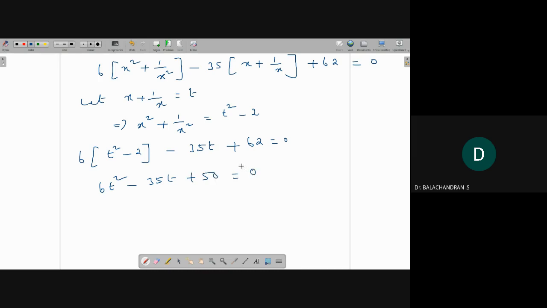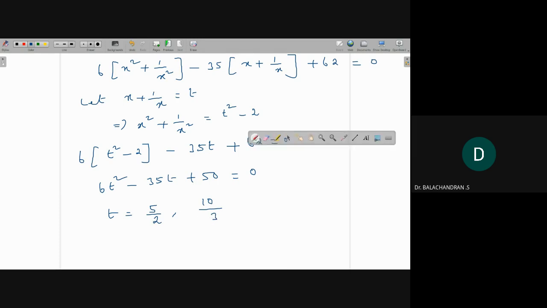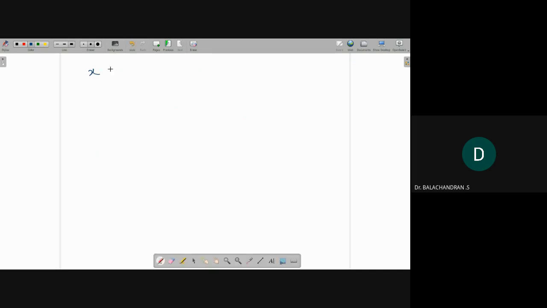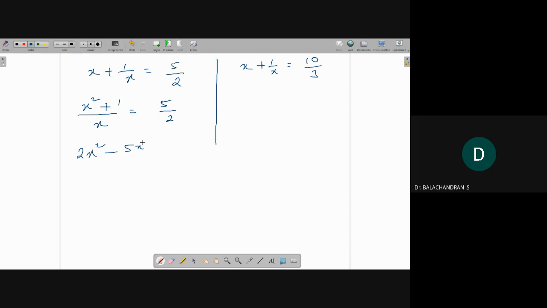So please tell what are the two values of t? 5 by 2 and 10 by 3. Okay, so now take x plus 1 by x is equal to 5 by 2, and x plus 1 by x is equal to 10 by 3. So from this you have x square plus 1 equal to 5 by 2 x, or 2x square minus 5x plus 2 equal to 0.